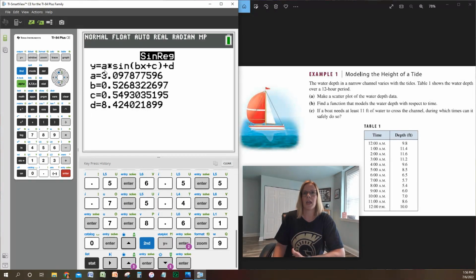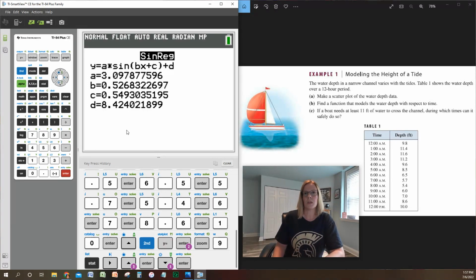You can see the variables: A, that's your amplitude or how tall the waves are. Then we've got sine, that's our trig function. We have the bx plus c, so that's going to shift it left and right. And then we've got the d value at the end that's going to shift it up and down. And then the calculator tells you the values for each of those as well.